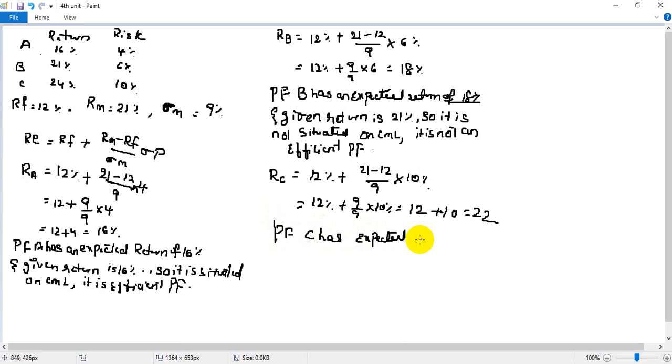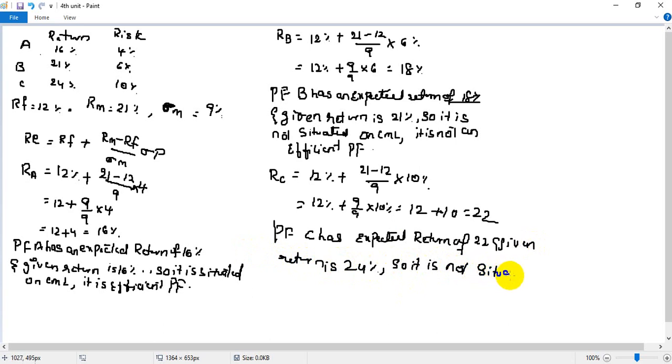Expected return of, how much we got, 22, and given return is 24%. So it is not situated on the CML. It is not an efficient portfolio.